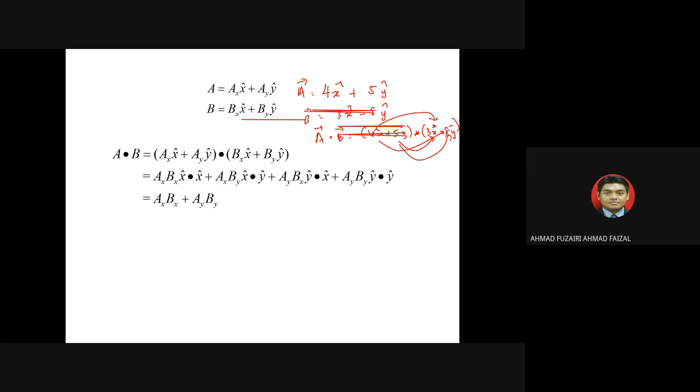So what will it become? 4x times 3x gives 12, because x times x gives 1, so 12xx. Then 4x times negative 8y becomes negative 32xy, which becomes 0, because x times y gives 0. Plus 0. Then 5y times negative 8y gives negative 40. So the answer is 12 minus 40, which is negative 28. That is the answer.